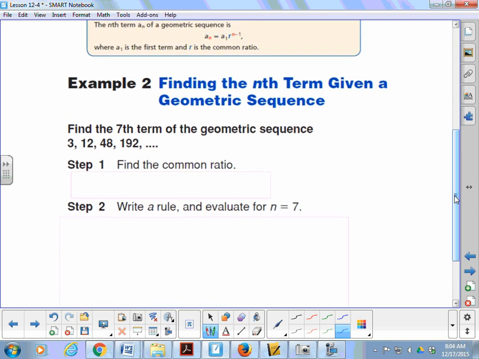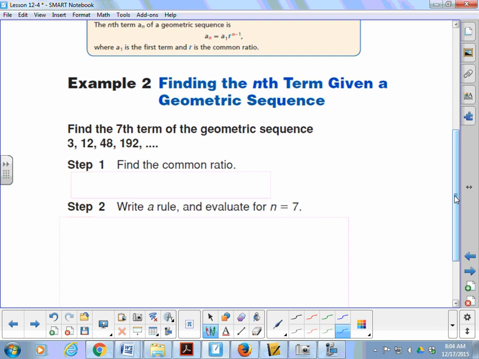Okay, so let's find the seventh term of this sequence: 3, 12, 48, 192. Now, one of the things I want to remind you is that sometimes just taking your calculator and keep multiplying will get you there faster than actually using the formula. Like in this case, if all they want is the seventh term, they've already given me 4, I only need to do it 3 more times.